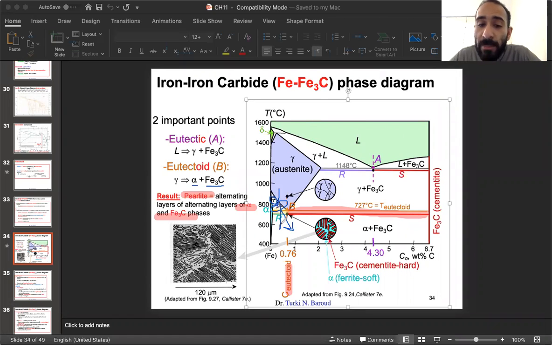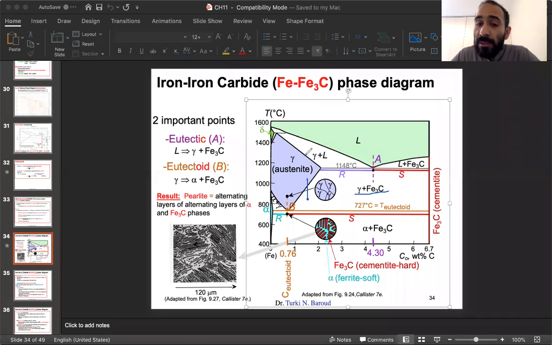How many types of alpha do you have? You have two types of alpha: the pro-eutectoid alpha 1, which formed first, and then the eutectoid alpha 2, and the other solid phase that you have is the cementite. Similarly, if you are here and you cool down, how many phases do you have at this point? You have two phases: alpha plus iron carbide, or gamma plus iron carbide.